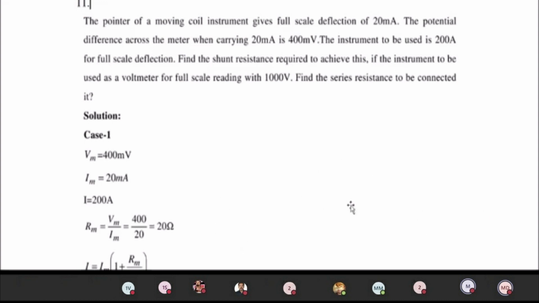In case number 1, when the meter is acting as an ammeter, the voltage available is 400 millivolt, take it as Vm, and Im is 20 milliampere, that is the full scale deflection, so that is the meter current. 400 millivolt is the voltage available across the meter, and the total current the instrument is to be used for is 200 ampere for full scale deflection. This is the total current the meter can handle.